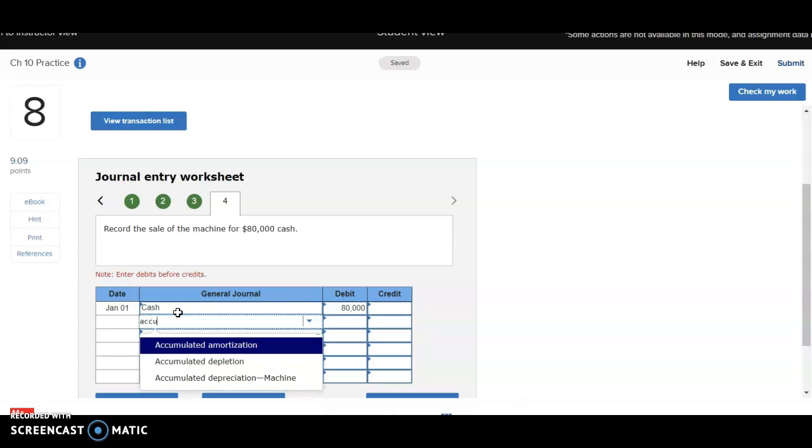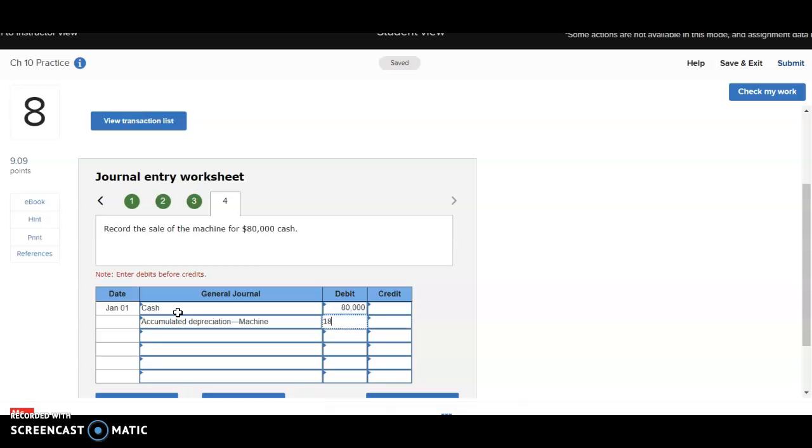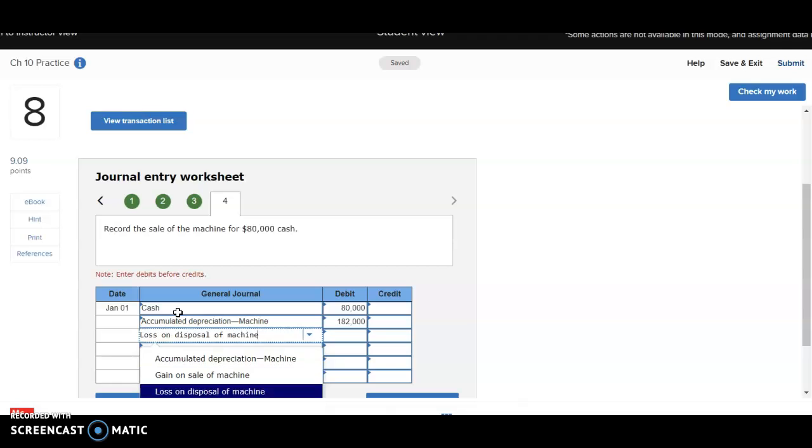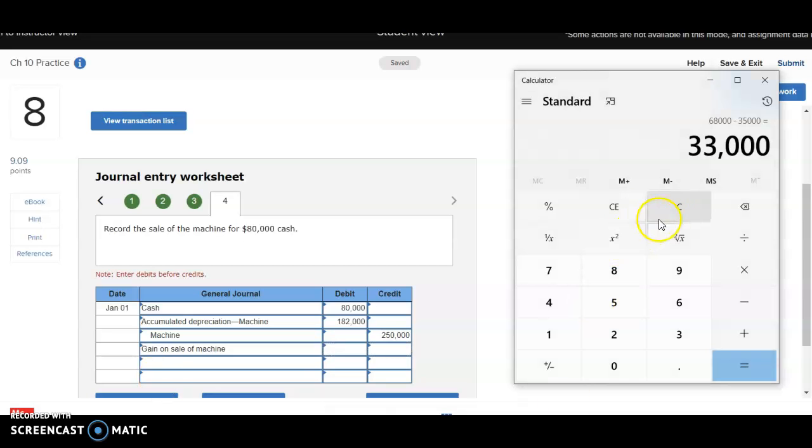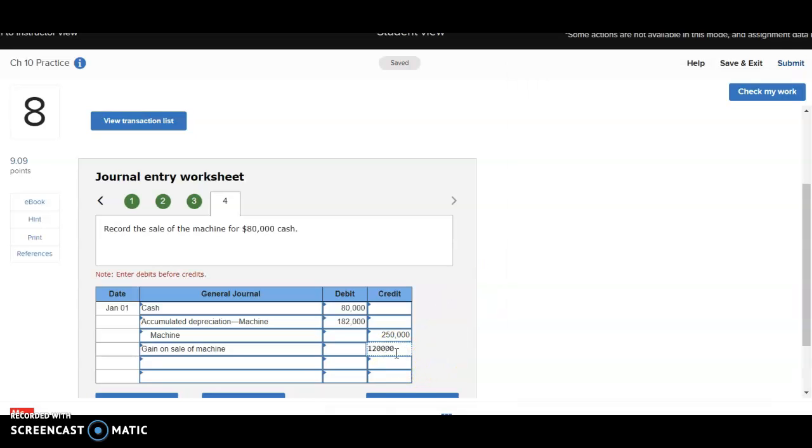We are removing accumulated depreciation for the machine for $182,000. We are removing the machine for $250,000. And then we can recognize that gain on the sale of the machine. The gain, that's where we have to calculate next. So we know we have a book value of $68,000. We are getting $80,000. So we have a $12,000 gain that we must factor in. So the $12,000 is going to make both of these numbers equal $262,000.